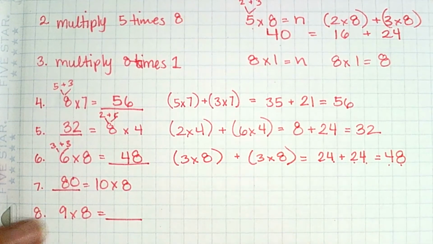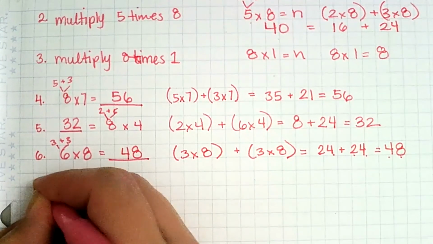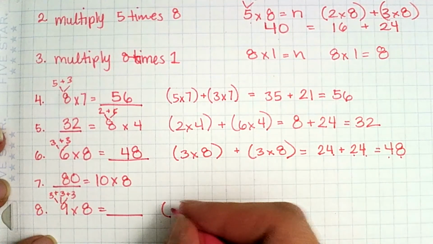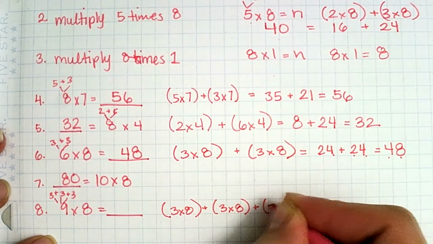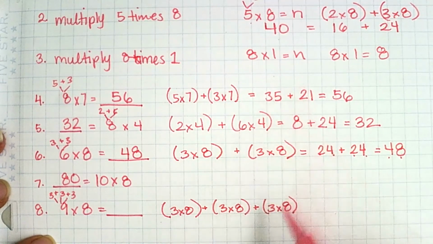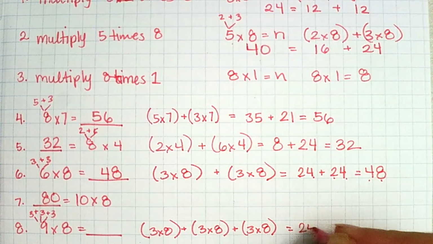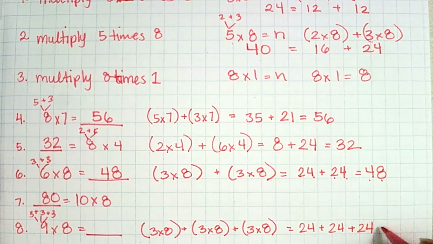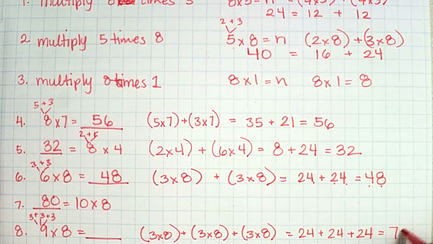So we can split this again into 5 and 4, or we can split it into 3 and 3 and 3, right? 3 plus 3 plus 3. So this is the same thing as saying 3 times 8 plus 3 times 8 plus 3 times 8. Now again, we know that 3 times 8 from our earlier problem way up here, 3 times 8 is equal to 24. So this is the same thing as saying 24 plus 24 plus 24. And once you add all of those together, you're going to get an answer of 72. So 9 times 8 is equal to 72.